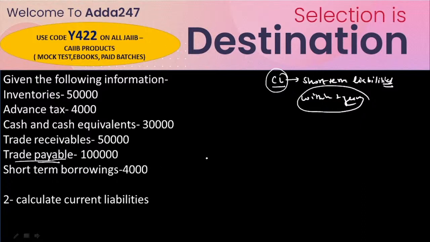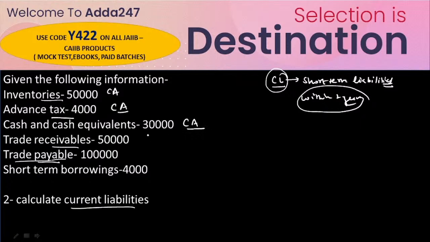All right. Okay, so if we have to calculate our current liabilities here, we know that inventories are current assets, and advance tax payment or prepaid expenses. Like we already paid advance tax, so this is considered an asset for us. So this will be a current asset. Cash is also considered a current asset.